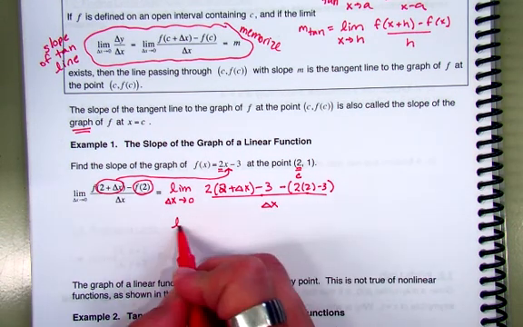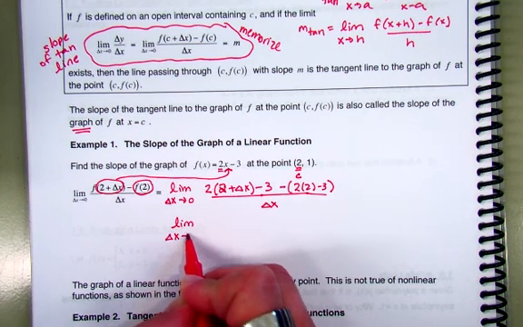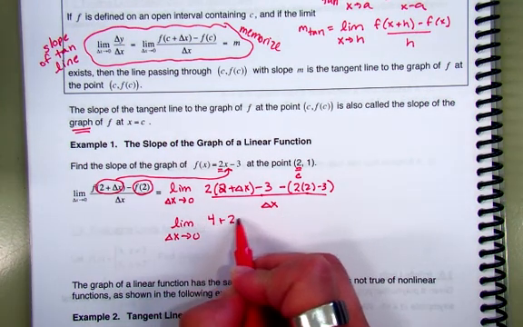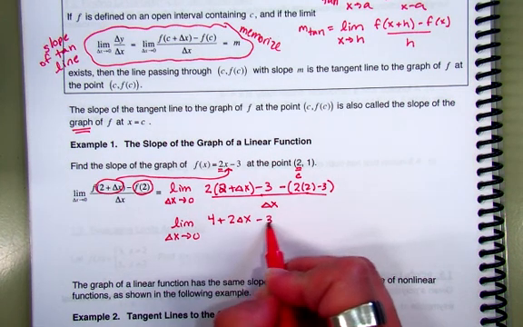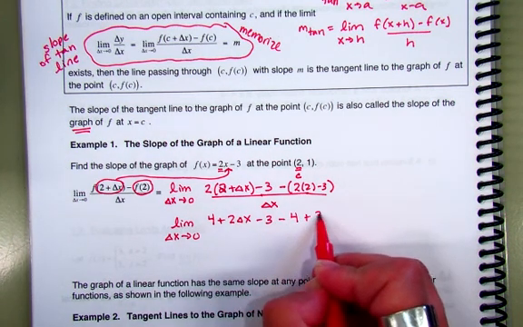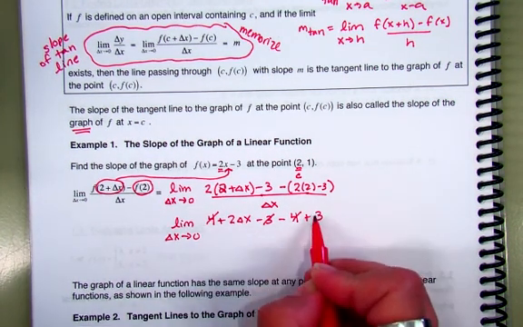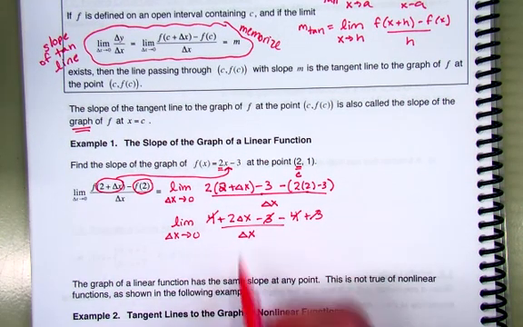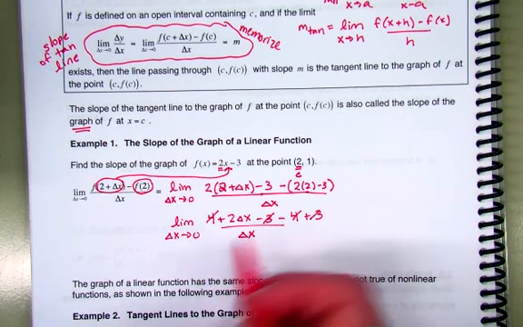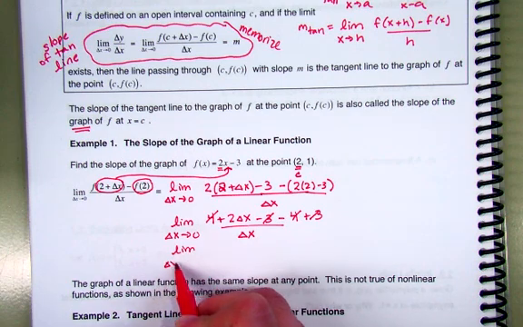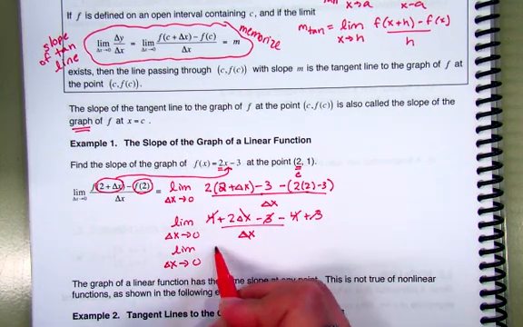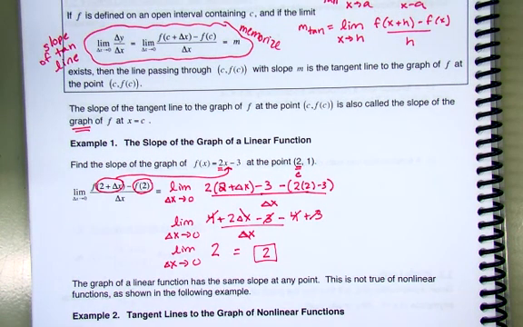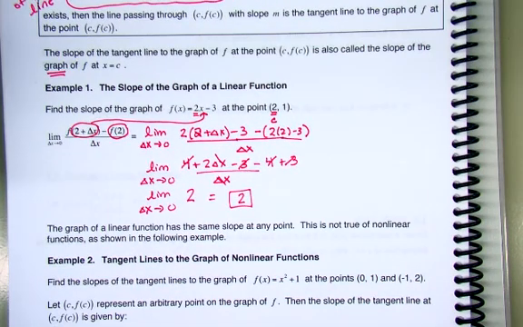Now I'm taking the limit as delta x approaches 0, and I'm going to work this out. I'll have 4 plus 2 delta x minus 3 minus 4 plus 3. Cancel, cancel, cancel, cancel, all over delta x. Look how nice, my delta x's even cancel out. So I have the limit as delta x approaches 0 of 2. Well, that's just equal to 2. Take a sec and make sure that makes sense.